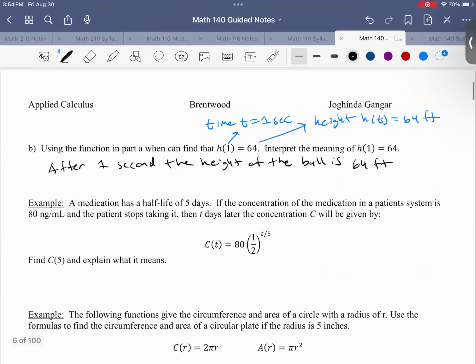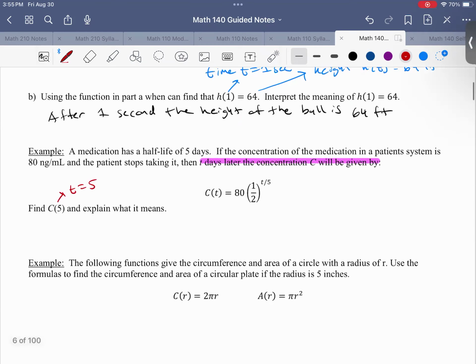Okay, so let's look at another example. A medication has a half-life of 5 days. If the concentration of the medication in the patient's system is 80 ng per milliliter, and the patient stops taking it, then t days later, the concentration will be given by this function here. We want to find C of 5 and explain what it means. So what that means is t equals 5. So we want to plug in 5 and see what that value is and then interpret it.